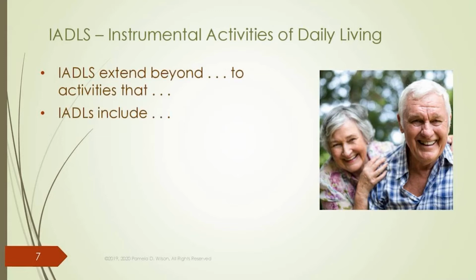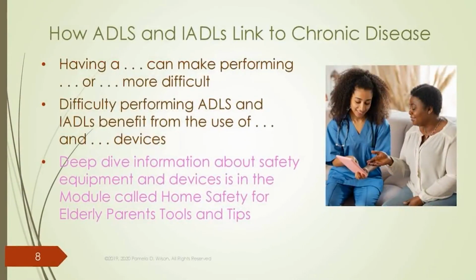Difficulty performing these activities has a direct link to disability and chronic diseases. Having a chronic disease can make any one of these activities more difficult to complete. So how does that happen? Having a chronic disease can make performing ADLs or IADLs more difficult. Difficulty completing these activities link to chronic disease, physical declines, and more health problems.